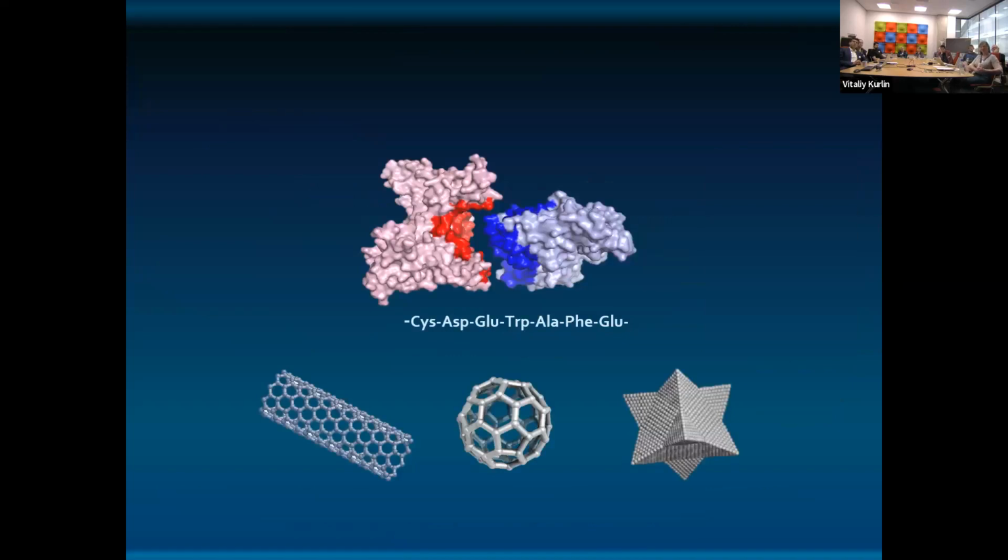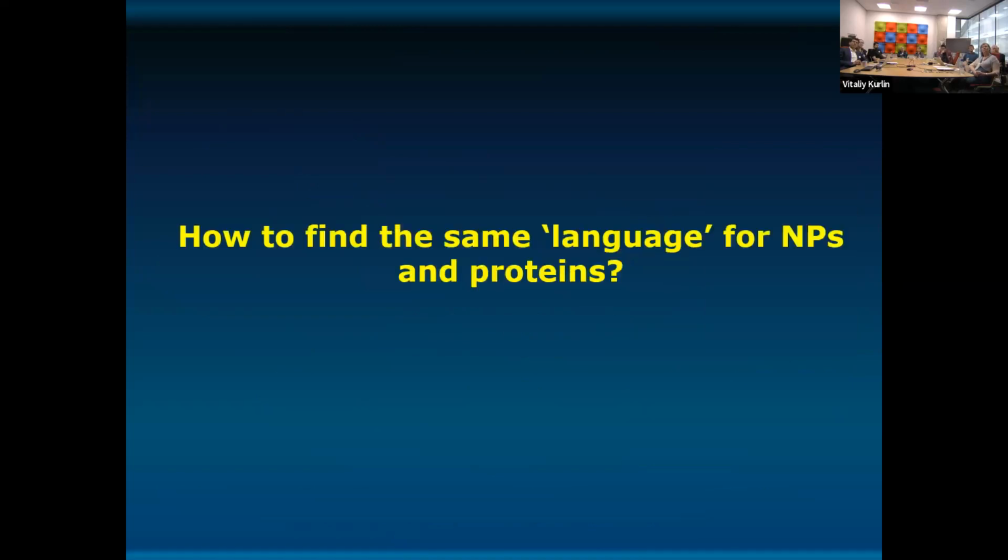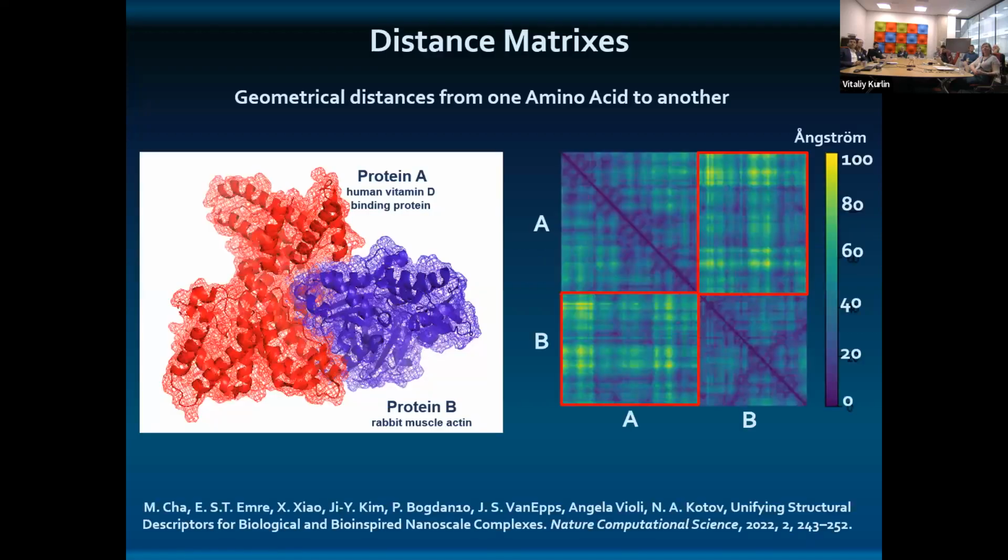We have the inorganic particles, and we have the proteins, and the languages there are very different. The language of the proteins is amino acids. You have a string of bits. We don't have it in nanoparticles. And we have to come up with a unified language. Let's start with the proteins and then extend it to the particles.